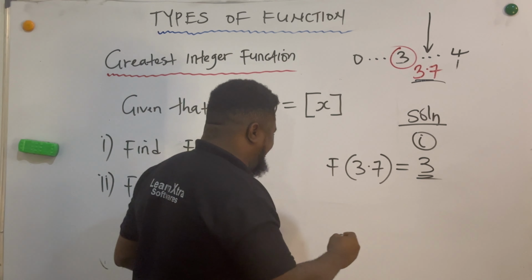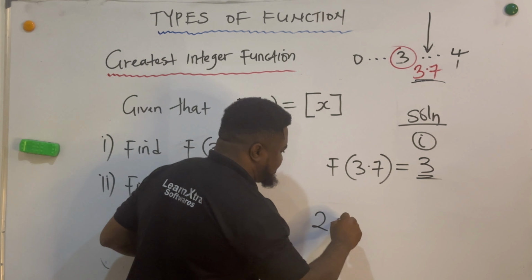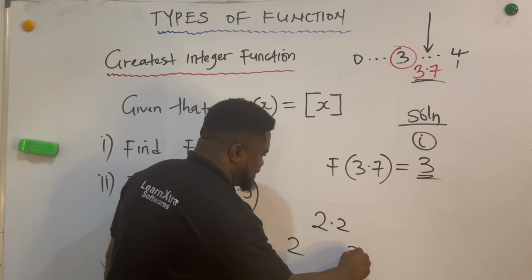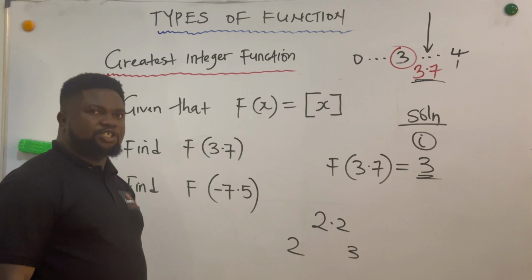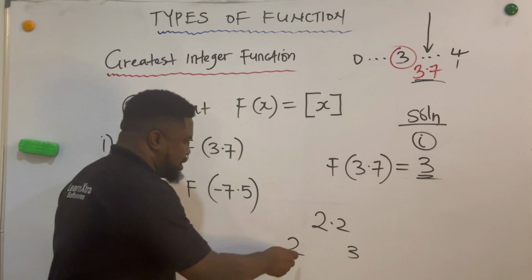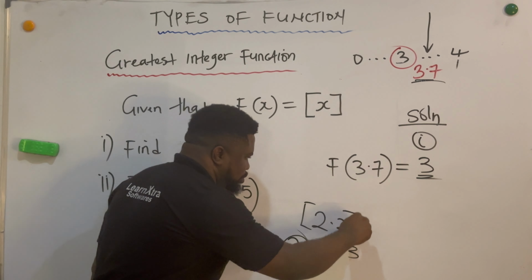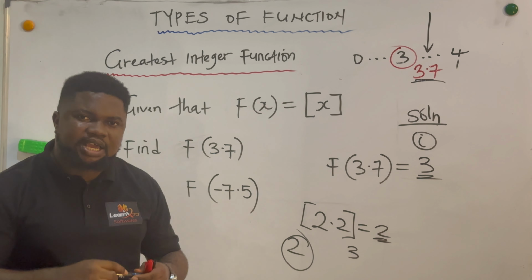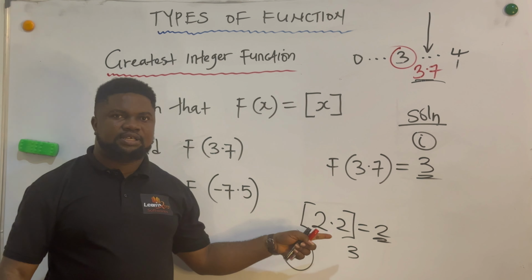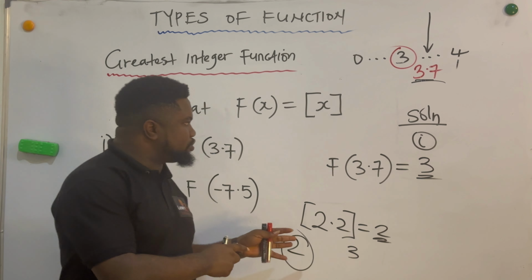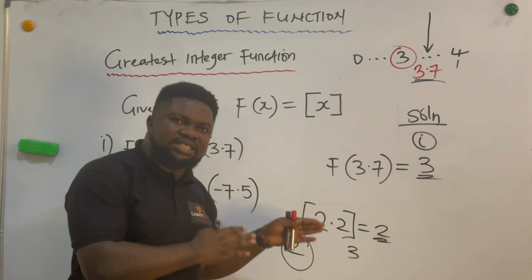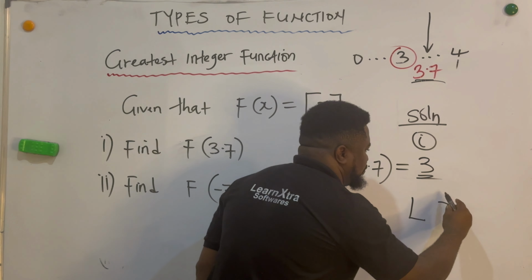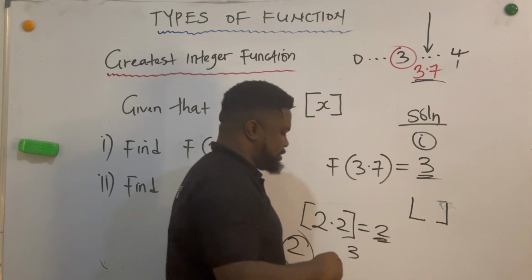So if I give you now to find, let's say, 2.2. You say 2.2 is in between what and what? 2 and 3. Which one is bigger? Which one is smaller? The smaller one becomes your answer. Very simple. That's it. We call this also the greatest integer floor function. Floor goes like this.